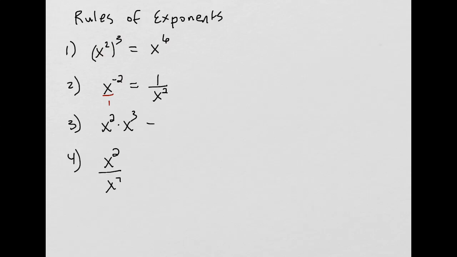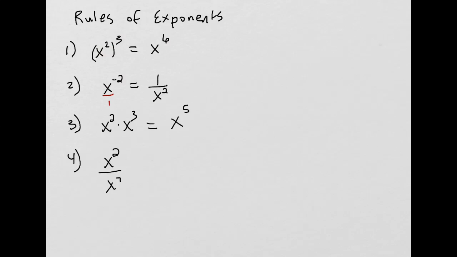Okay, the next rule deals with multiplying like bases together. If I have x squared times x to the third, here I would add my exponents if I wanted to consolidate this. 2 plus 3 gives me 5. So I end up with x to the 5th.